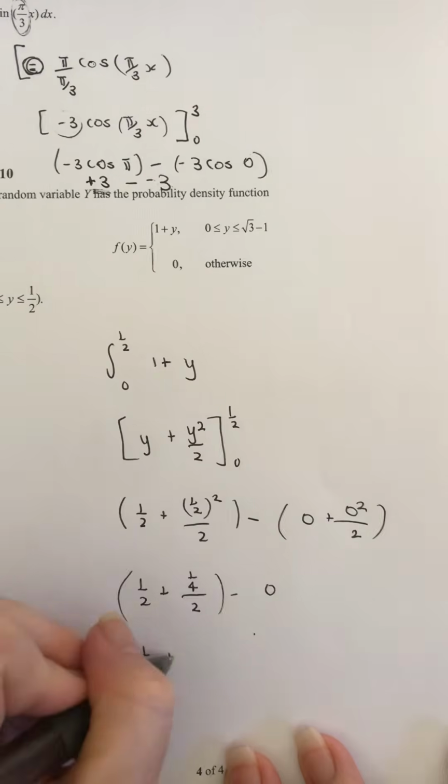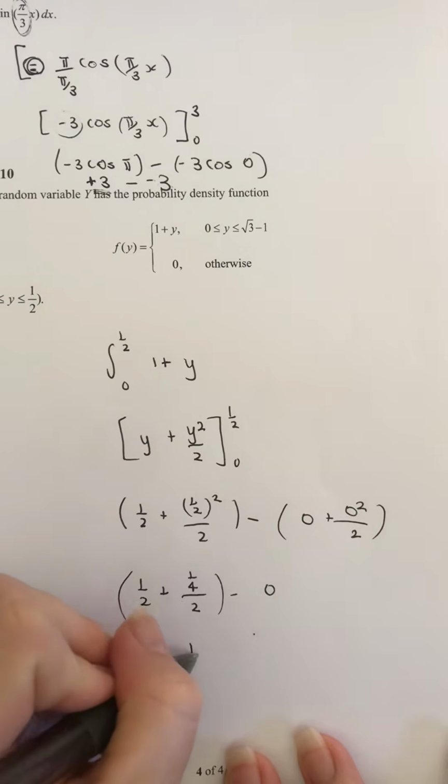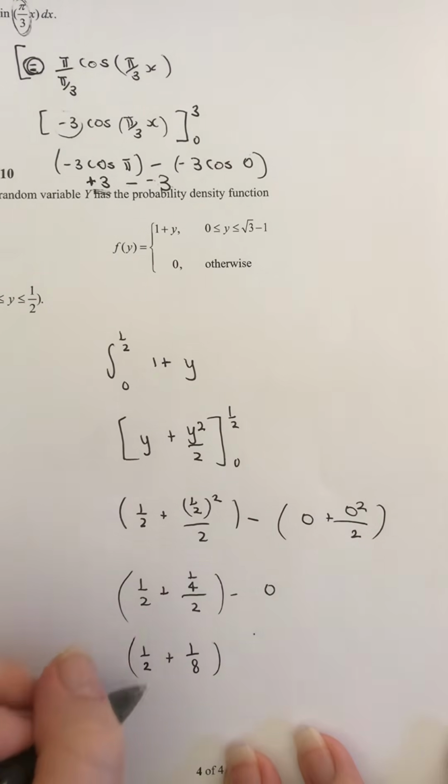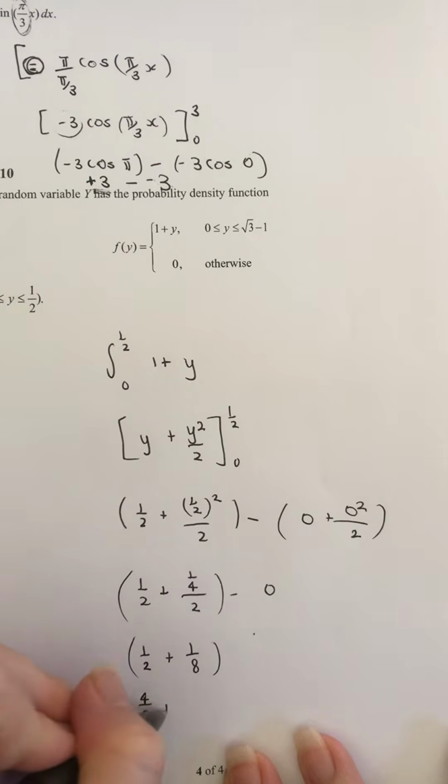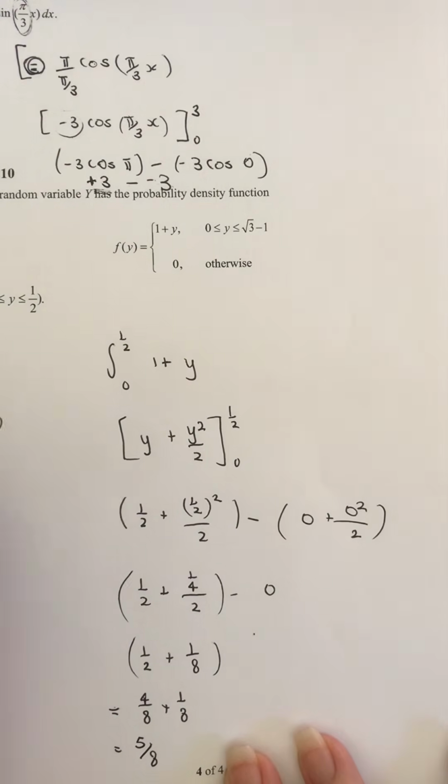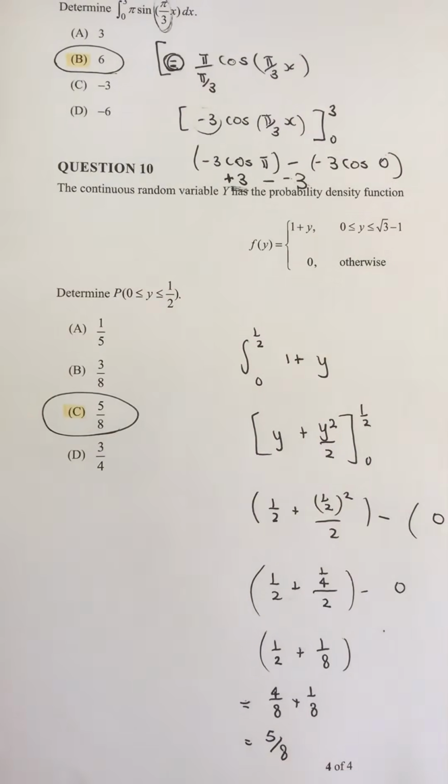So we've got a half plus, now a quarter divided by 2 is going to be 1/8. And a half is the same as 4/8 plus 1/8 is going to be equal to 5/8 as our answer, which is C. Okay, that brings us to the end of the multi-choice questions.